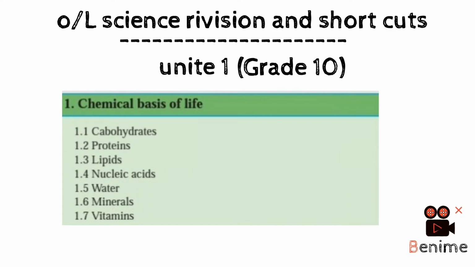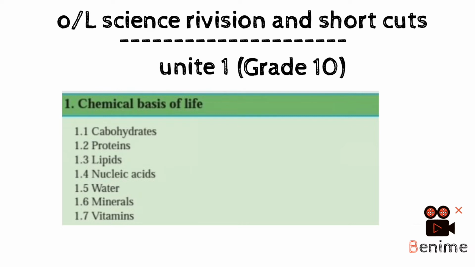Water and minerals are inorganic compounds. Water and minerals are examples of inorganic compounds. Minerals are very important for maintaining the life processes of organisms. Vitamins are also like that.